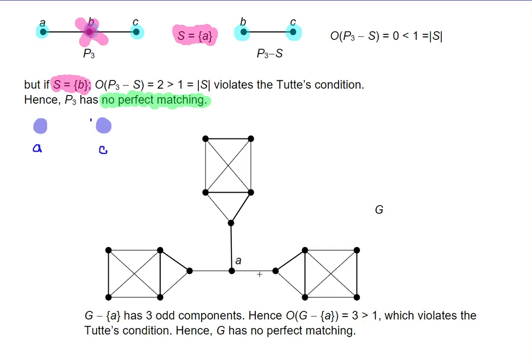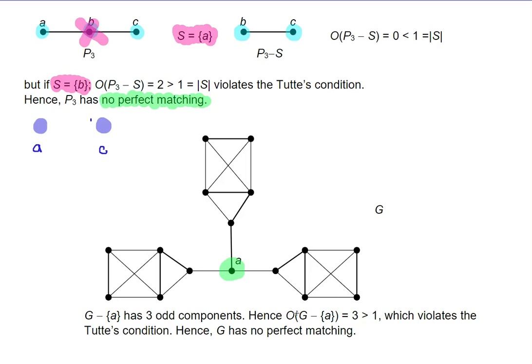Now, let's consider another example. We have this graph, and this graph is connected by this point A. So this is graph G. And then G minus A. Let's say we remove A. We set S as A, as before. So we remove A. Then when we remove A, it's left with 3 odd components. The first odd component, the second one, and this is the third one.